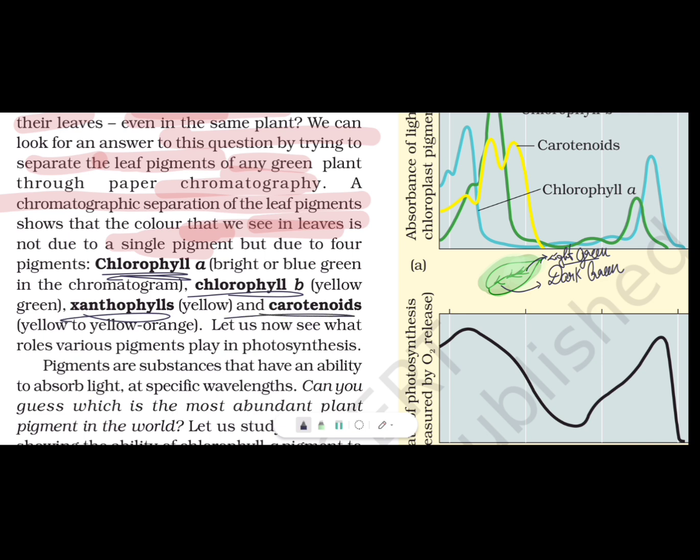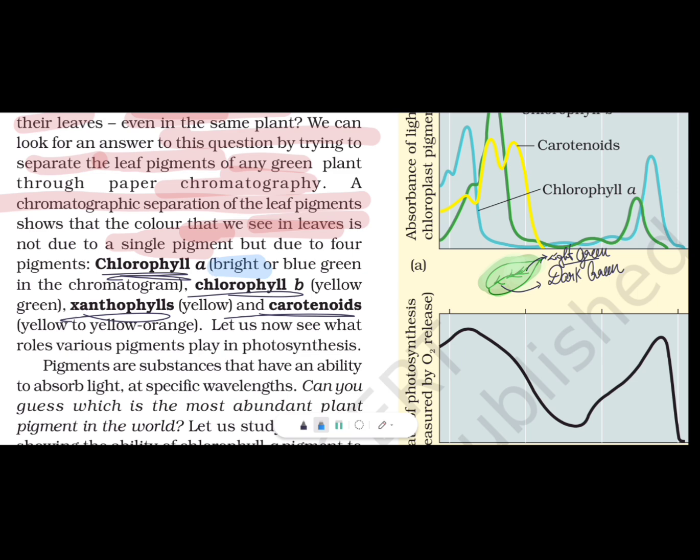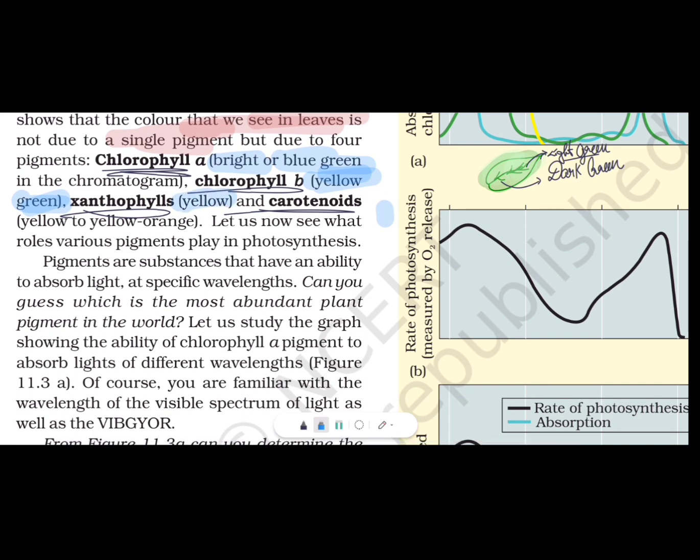Chlorophyll A, what color does a chlorophyll A pigment give? It gives bright or blue green. In a chromatogram, yellow green. So we can know this: chlorophyll A gives bright or blue green, or bluish green. Chlorophyll B gives yellow green. Xanthophyll gives yellow, carotenoids give yellow to orange.